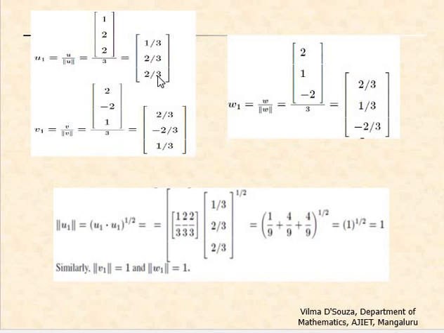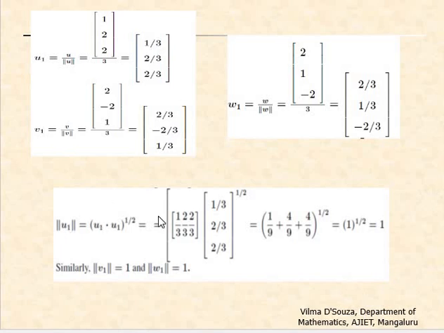And v1 is v divided by the length of v, that is (2/3, -2/3, 1/3). w1 is w divided by the length of w, that is (2, 1, -2) divided by 3, which is (2/3, 1/3, -2/3). Okay, so now, what is the length of u1?